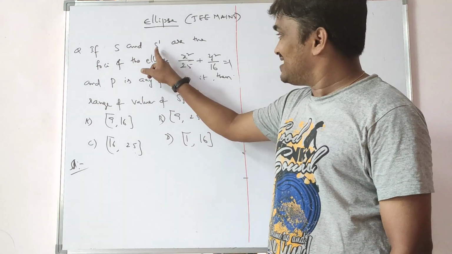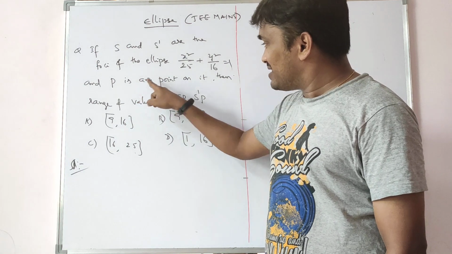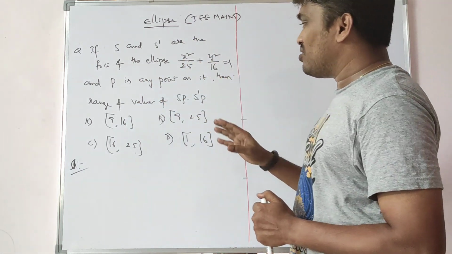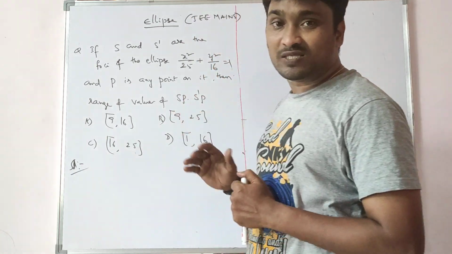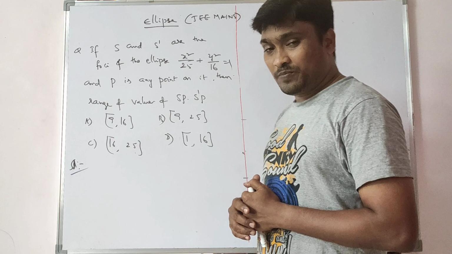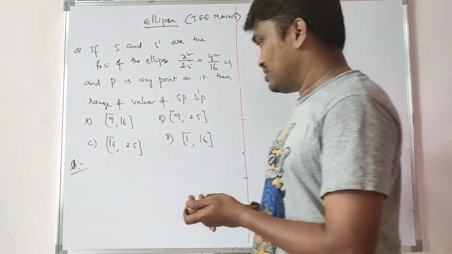S and S dash are the foci of the ellipse, and P is any point on the given ellipse. Then what is the range of values of SP into S dash P? That is the question. Okay. First of all, how to find SP?